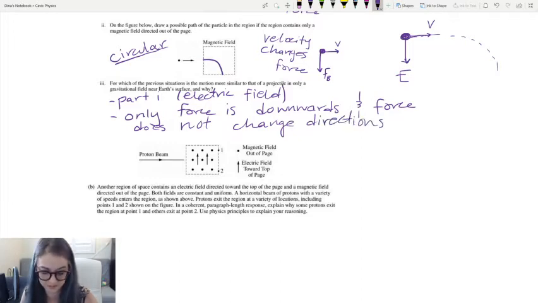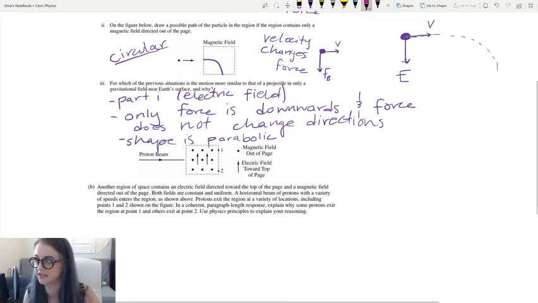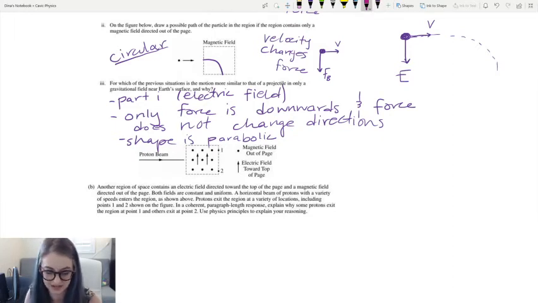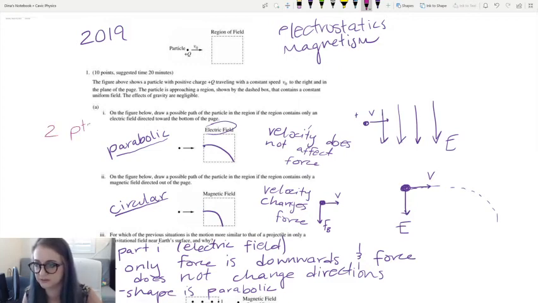And let's see. I'm going to look at our scoring guide real quick. And we can also put that our shape is parabolic. So let's just recap on our scoring guide. If this was the real national exam, which it was in 2019, I think that this one was worth 2 points. This one was worth 2 points, and this one was worth 1 point.